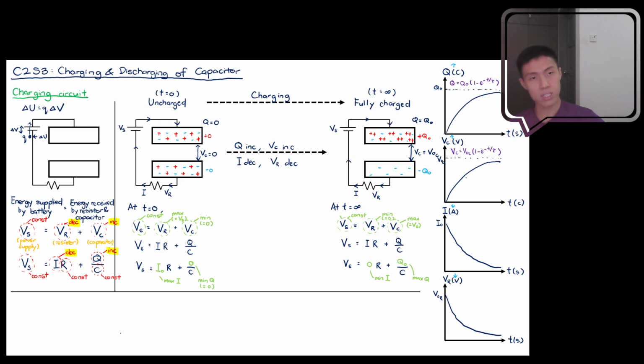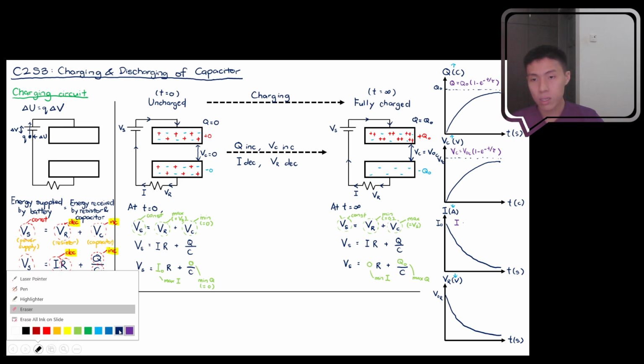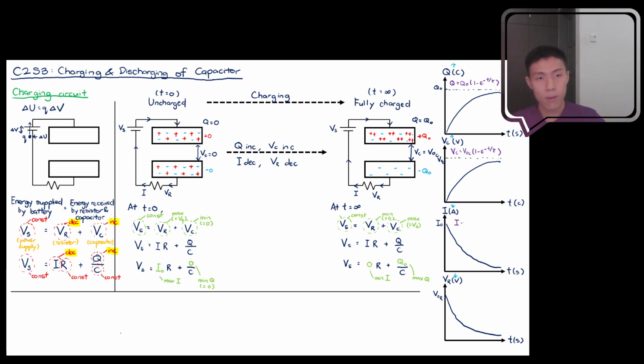These two up here are for increasing. For decreasing, of course, the equation will be different. The equation here will miss out the 1 minus. So right now the equation will be I equals I0 e to the negative t over tau, whereas this one is VR equals V0R e to the negative t over tau.